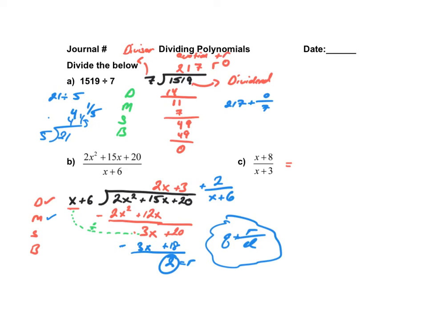I know that x plus 3 goes into x plus 3, right? Because they're the same thing. So what you can do is you can split up that x plus 8 into x plus 3 plus 5 over x plus 3.